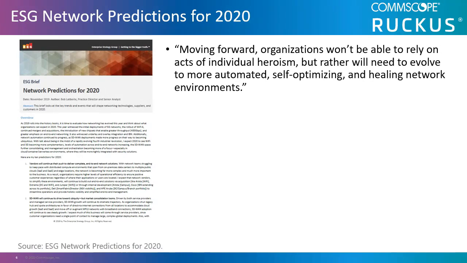There was a recent analyst report from Enterprise Strategy Group, ESG, concerning network predictions for 2020, which was published in November of 2019, and there were a number of quotes from this report that reinforced the assertion that this is the right time for an offering like RUCKUS Analytics. The first quote says, "Moving forward, organizations won't be able to rely on acts of individual heroism, but rather will need to evolve to more automated, self-optimizing, and healing network environments."